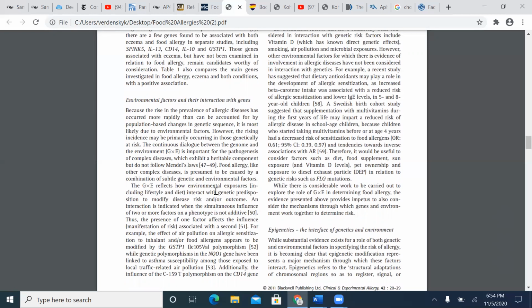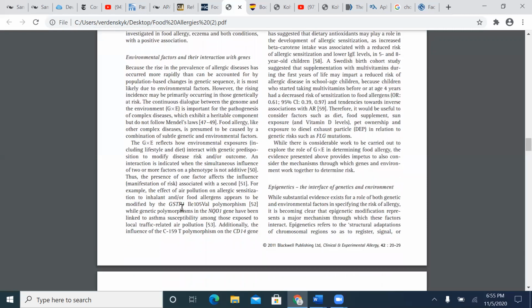Okay, so G times E reflects how environmental exposures, including lifestyle and diet, interact with genetic predisposition to modify disease risk and or outcome. An interaction is indicated when the simultaneous influence of 2 or more factors of a phenotype is not additive. Thus, the presence of one factor affects the influence associated with a second. For example, the effect of air pollution on allergic sensitization to inhalant and or food allergens appears to be modified by GSTP1. Additionally, I'm going to skip a little bit.